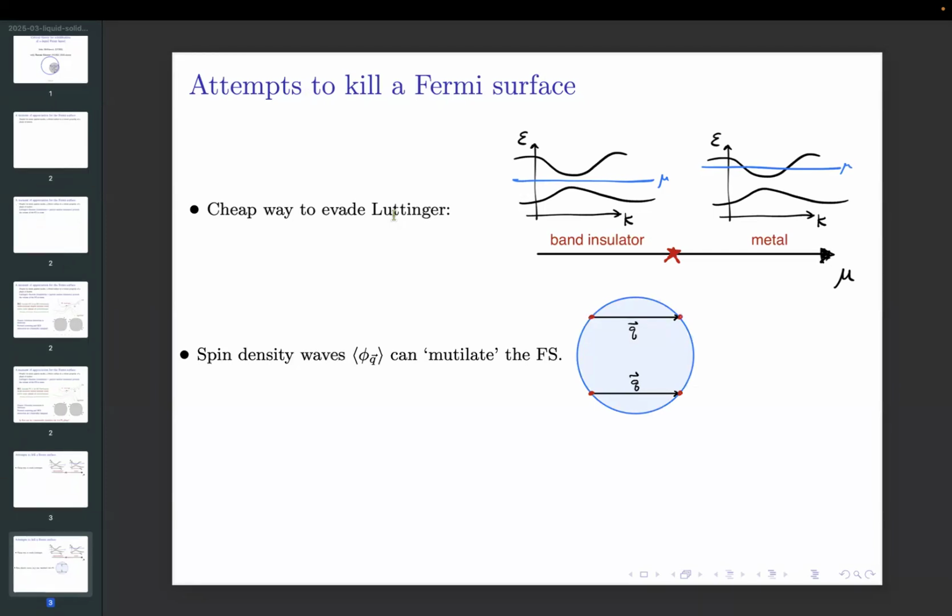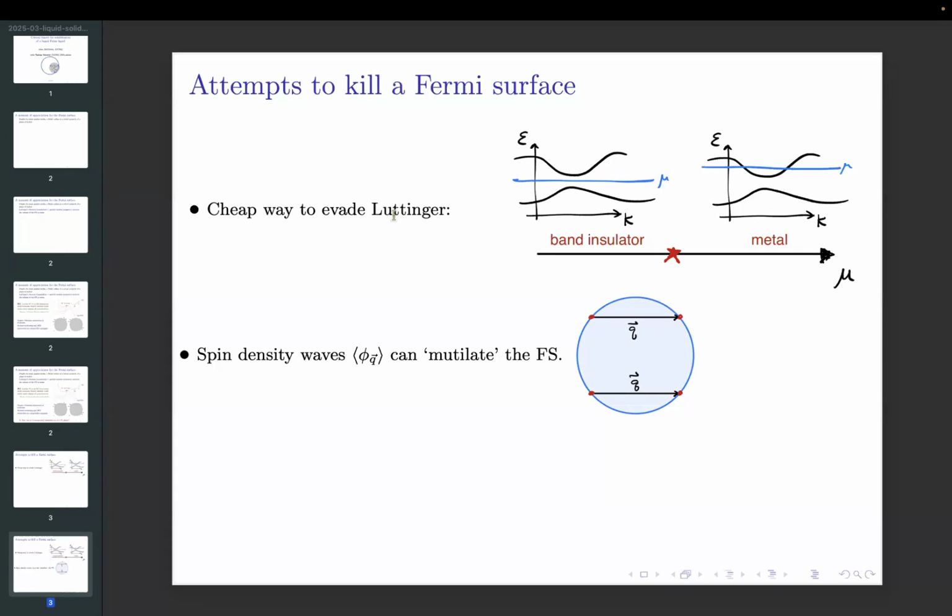Much more interesting, and something that's been studied a lot, in particular by Andrey, is a spin density wave. That is, if somehow there develops in the system some bosonic mode that carries spin and condenses at some finite wave number, then it can mutilate, a word I learned from Senthil, the Fermi surface by connecting special points on the Fermi surface to each other. They're called hot spots.